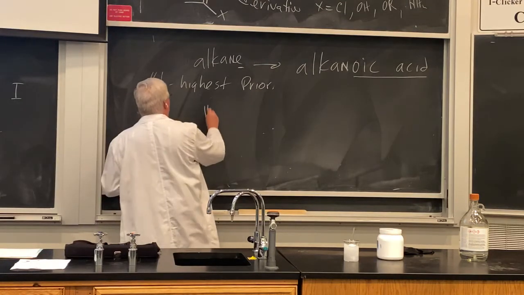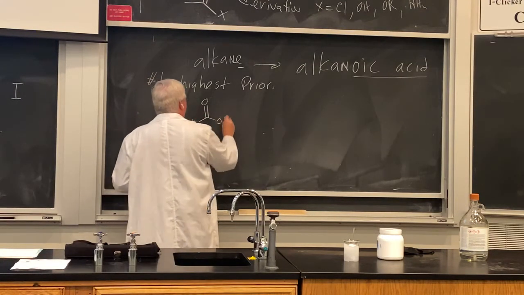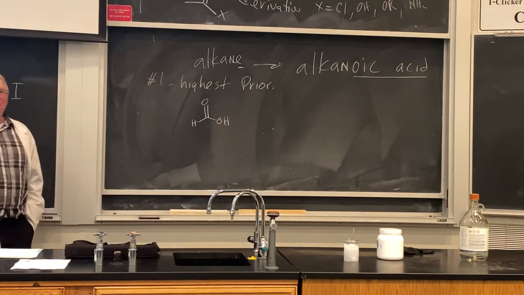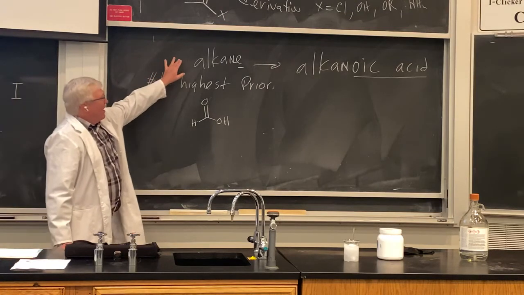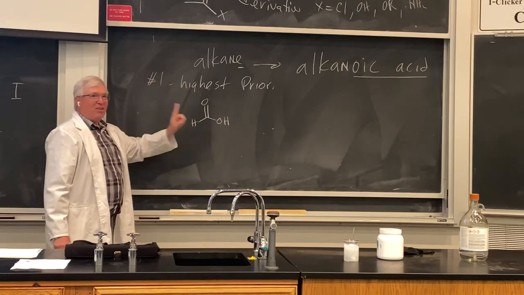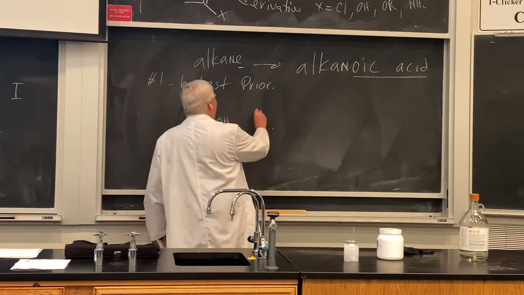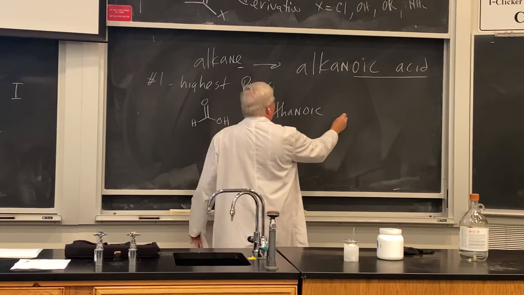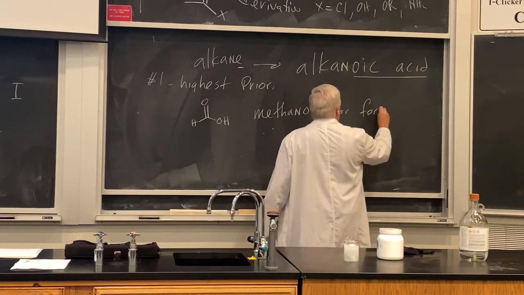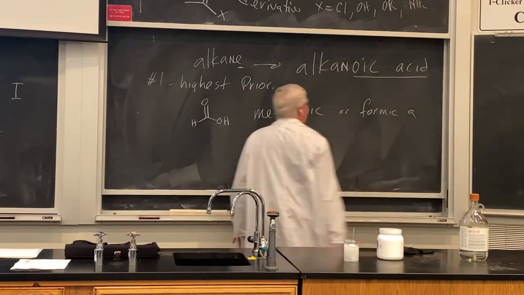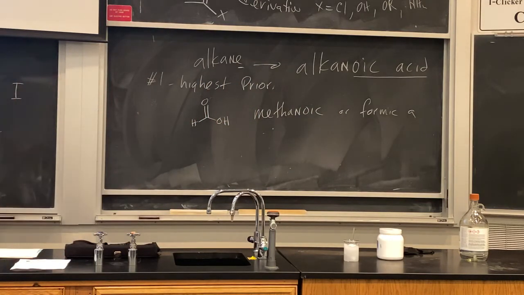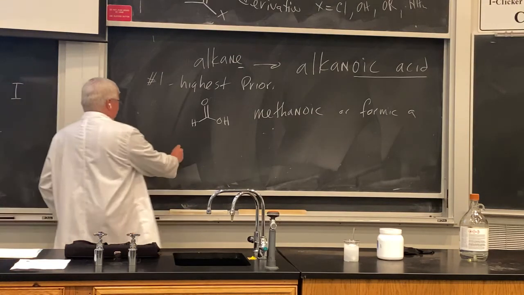So let's look at the simplest one here. I just gave you the common name for that, formic acid. But we can use the IUPAC name. How many carbons do we have here? Just 1. So this is methanoic acid. And like I said, formic is okay. Formic acid: formica comes from a Latin term meaning ants, and red ants produce copious amounts of that. Other stinging insects too.